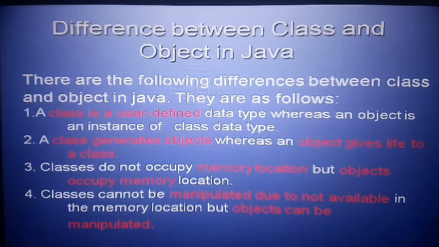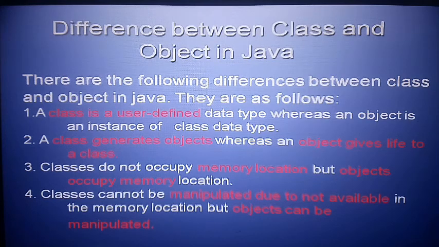Third point, a class does not occupy memory allocation. Yes, of course, because a class does not occupy memory, but an object occupies a memory location. Yes, because an object stores the value, so objects allocate the memory.